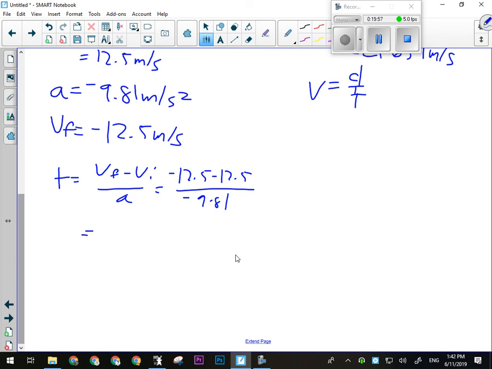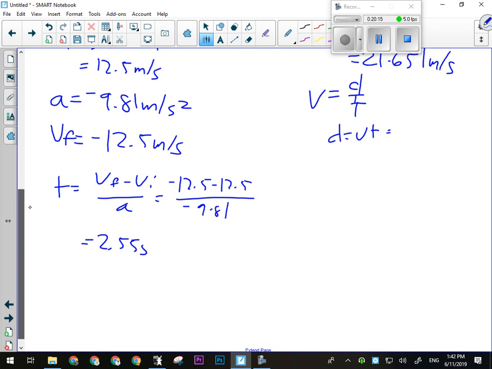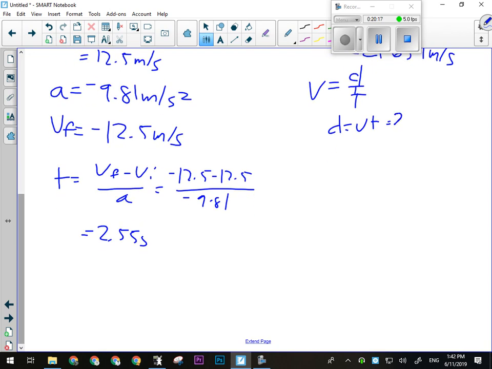Obviously, you would not round off. I'm rounding off because I'm being lazy. It's gravity, yeah. Then I come over here. I can use that time in this equation to get D. D equals V times T, so that'll be 21.651 times 2.55 seconds.